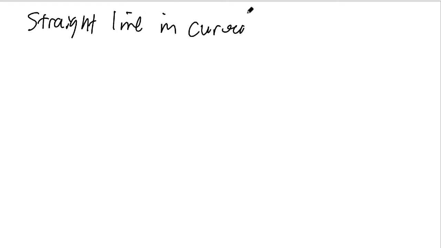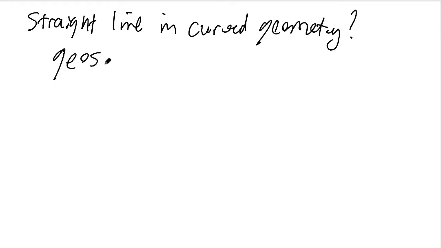How do we define a straight line in a curved geometry? This would be the path that an ant takes if the ant just puts one foot in front of the other and walks straight ahead without turning to the left or the right. A straight line is referred to as a geodesic. It's defined as a path or curve that minimizes or maximizes the distance between 2 points.